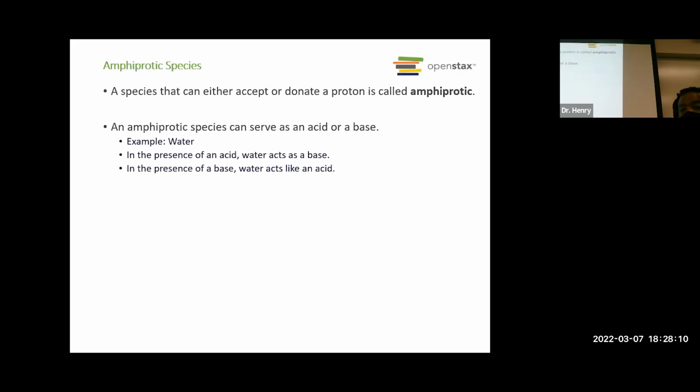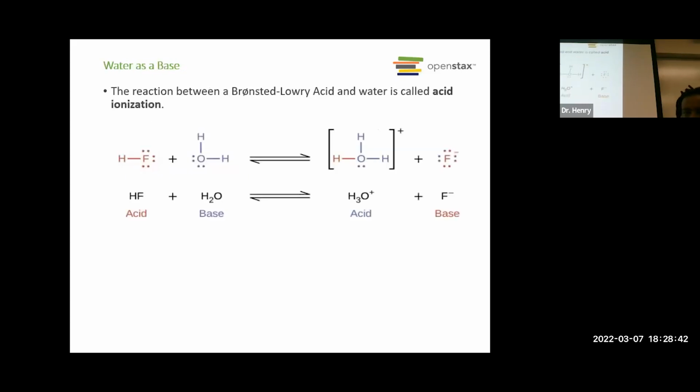Okay, so amphiprotic species. Basically, when you have species that could either be an acid or a base, or it could either accept or donate a proton. So water is the perfect example. In the presence of an acid, water acts like a base. In the presence of a base, water acts like an acid. Let me give you an example.